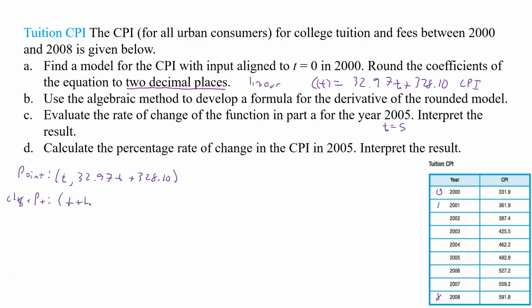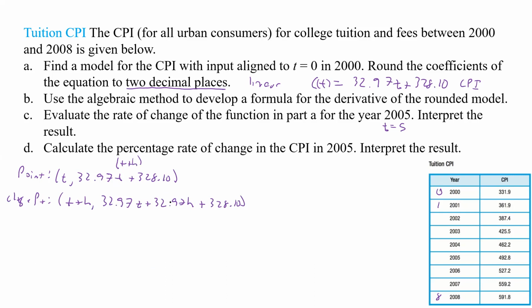And then the close point is going to be t plus h, comma, 32.97 times t plus h. So I'm going to think about this as I'm going to just go ahead and distribute it here. So it's going to be 32.97t, then plus 32.97h, and then plus 328.10. So I'm kind of doing the algebra in one place, so I don't have to do another step here because there's not a lot of room here, and I don't know how much I need to then remember on the next page.